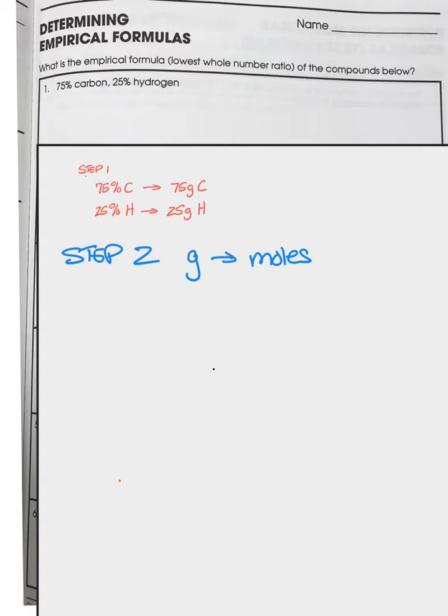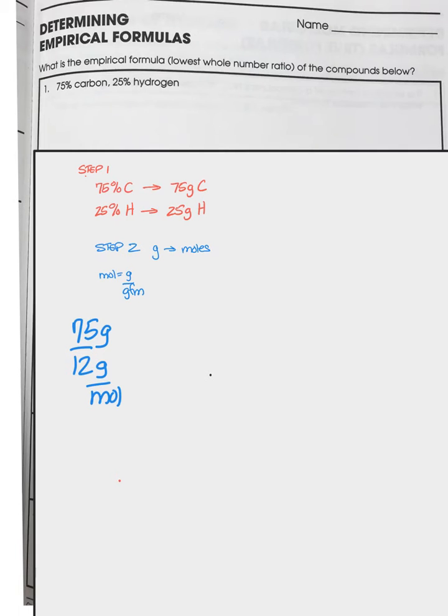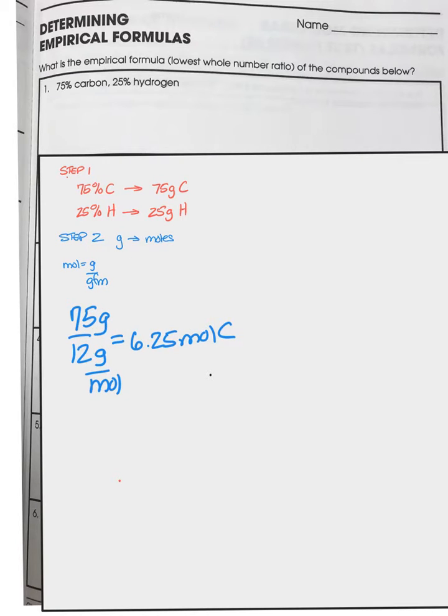In step 2, what we're going to do is change grams to moles. And the way we do that is with the mole formula. Moles equals grams over gram formula mass. So to do this, we're going to take 75 grams for the carbon and place it over the gram formula mass of carbon, which is 12 grams per mole. And we're going to end up with 6.25 moles of carbon. And to do the hydrogen, we're going to take 25 grams of hydrogen divided by the gram formula mass of hydrogen, which is 1 gram per mole. And we're going to end up with 25 moles of hydrogen.